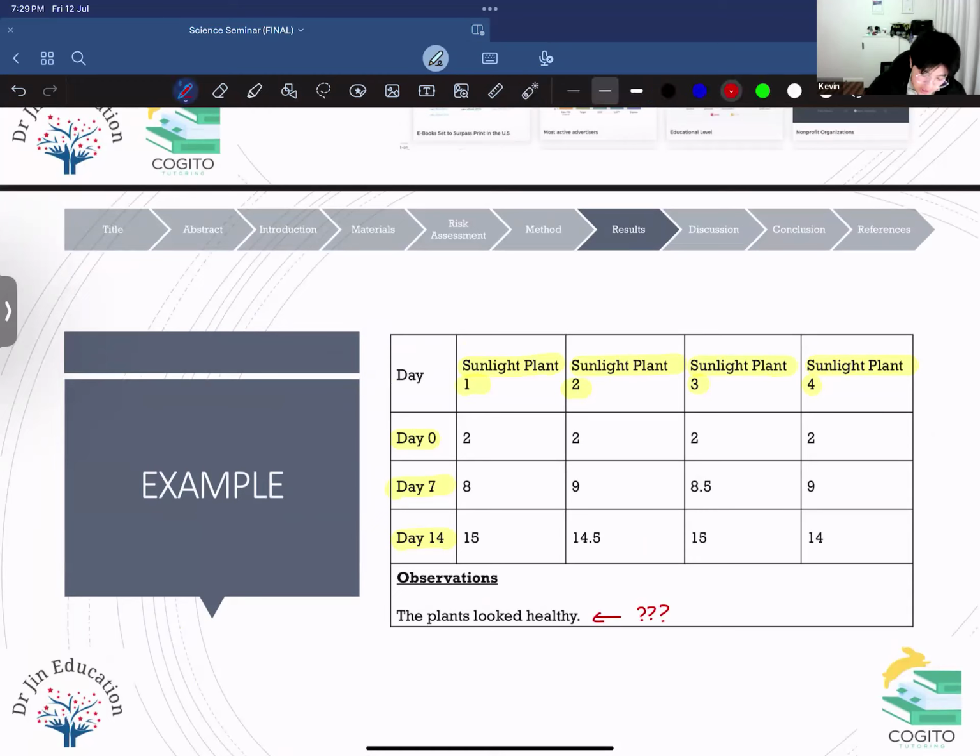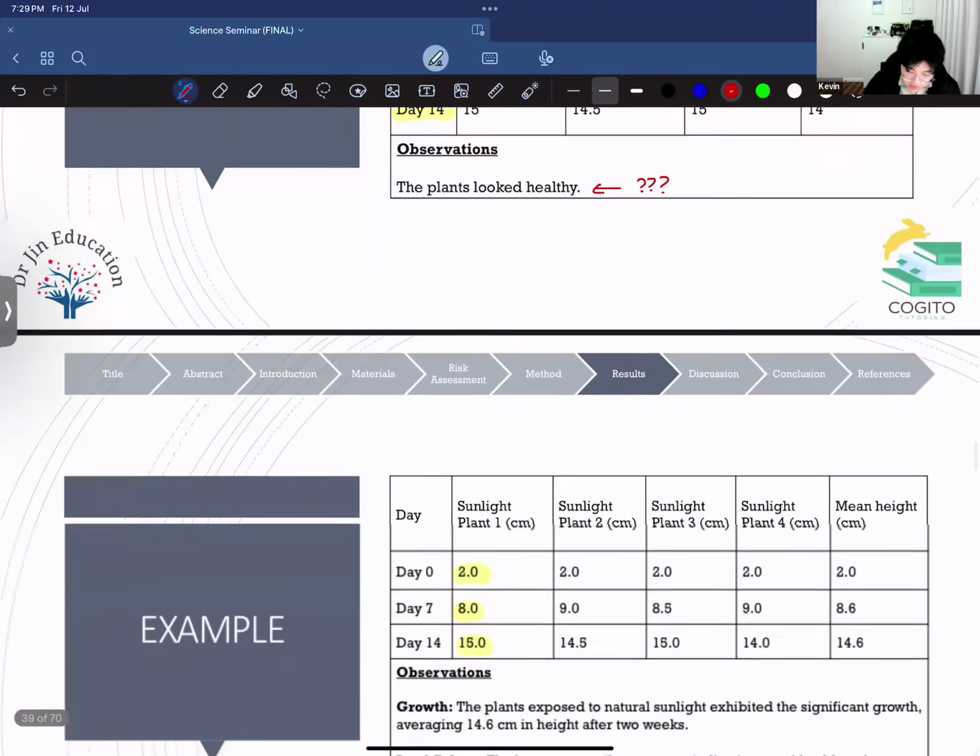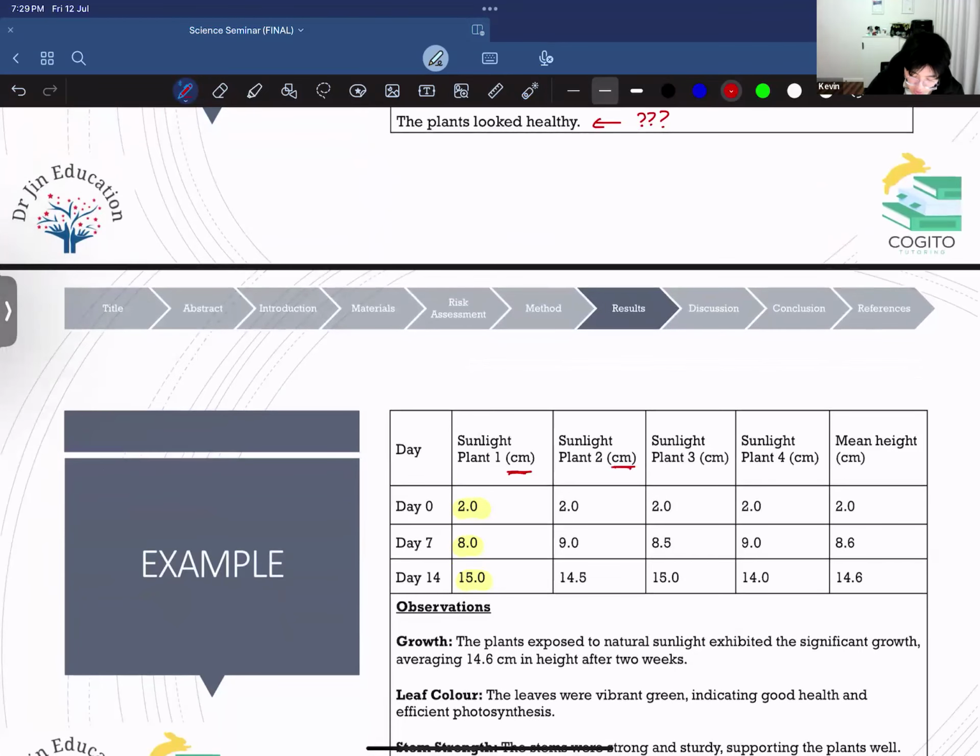See, I deliberately left out the units. Is it 2 centimeters or meters? We don't know. So the units are not here. Make sure whenever you draw a graph, make a table or anything, you have your units.